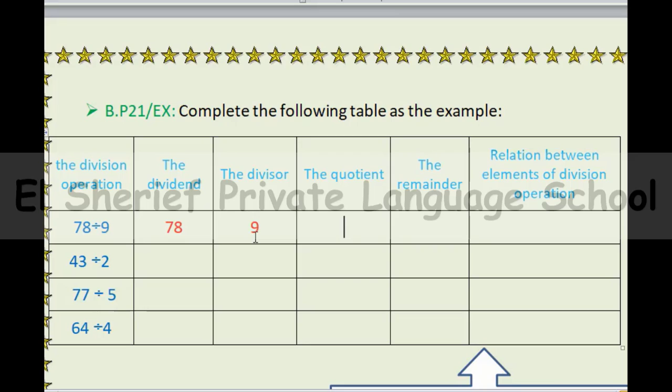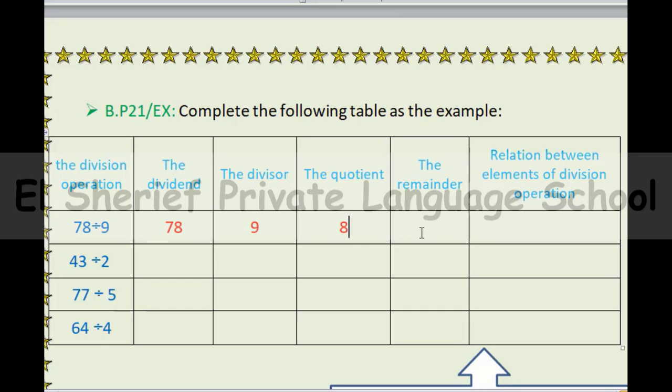Okay, 9 times 8 equals 72 and 9 times 9 equals 81. So we will choose 9 times 8, because 78 is between 72 and 81, and we must choose the smaller number, so 72. Okay, 9 times what equals 72? 9 times 8.